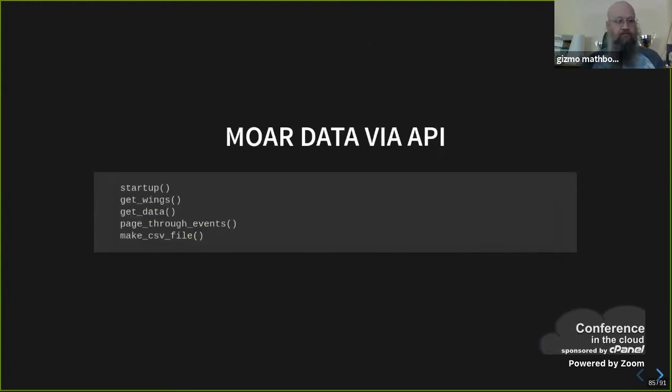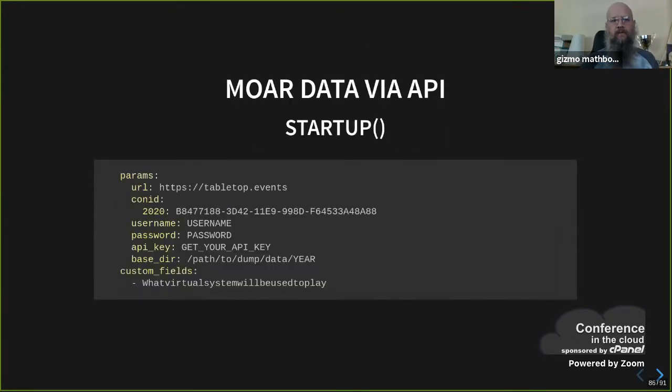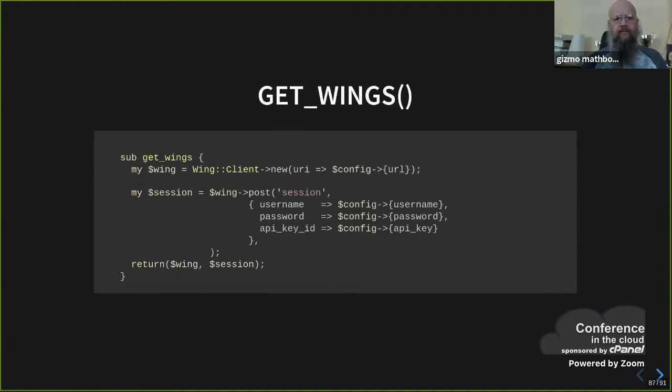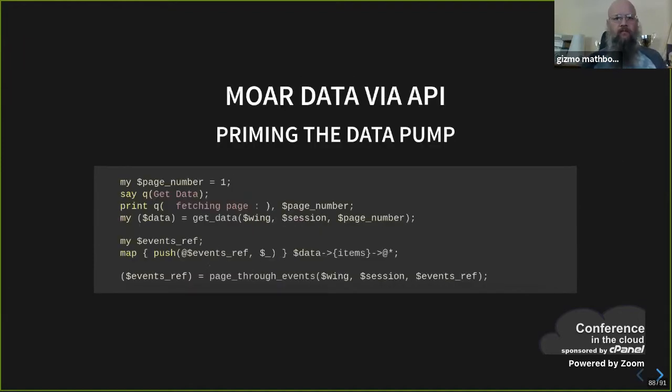Here are the basic functions. Start uploads a YAML file with information. Anything else you need to worry about? You get a wing object, so you can hit up the API all you want. And I figured out you have to prime the pump a little bit to get the data before you get the data.